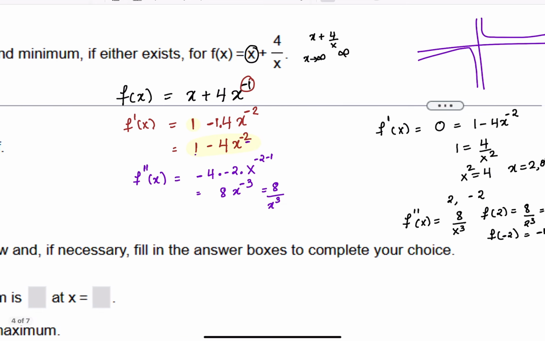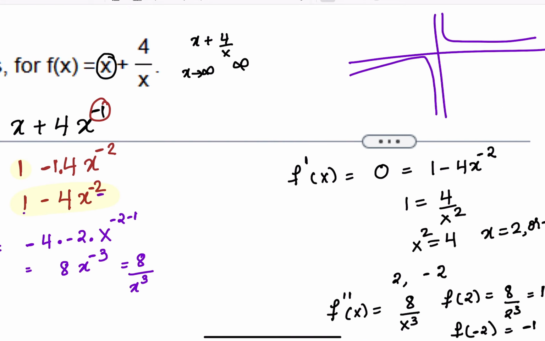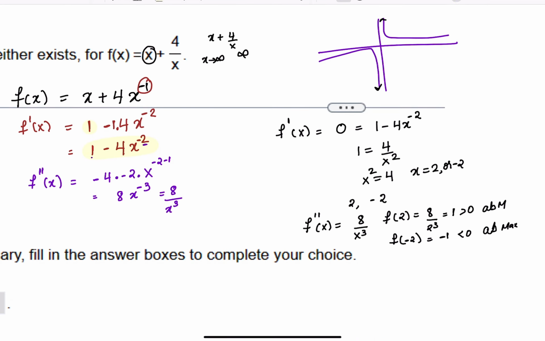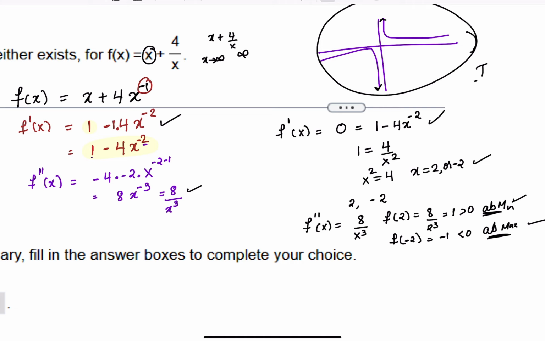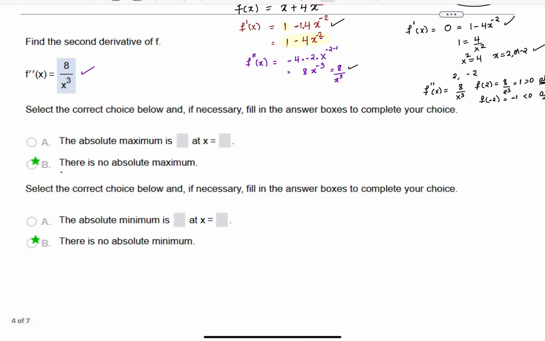I cannot have an absolute maximum or minimum because this goes all the way to positive infinity and all the way to negative infinity. But again, you found your first derivative, you found your second derivative, you found your critical values, you plug them in, and according to them, you might have an absolute maximum or minimum. But then you go back and check with your graph because the interval is not specified. And you're going to say, hey, there's no interval. So my maximum is infinity, minimum is negative infinity. That's why you do not have an absolute maximum or absolute minimum.